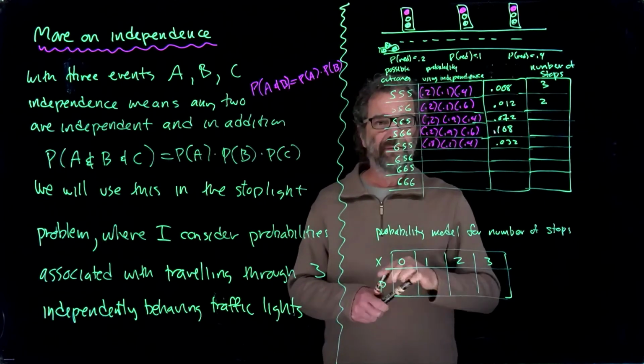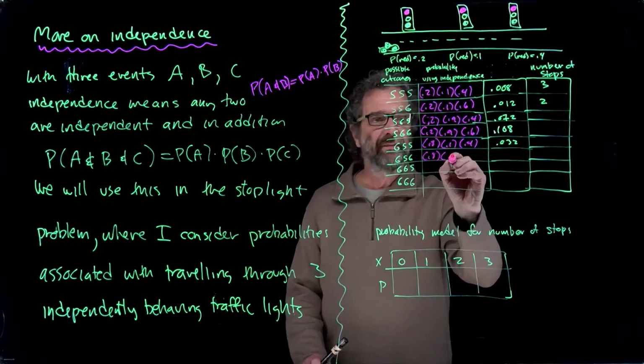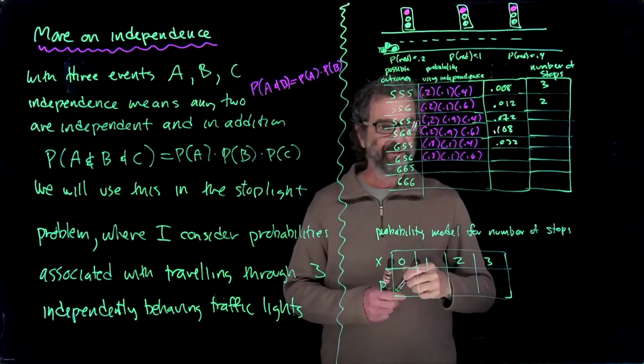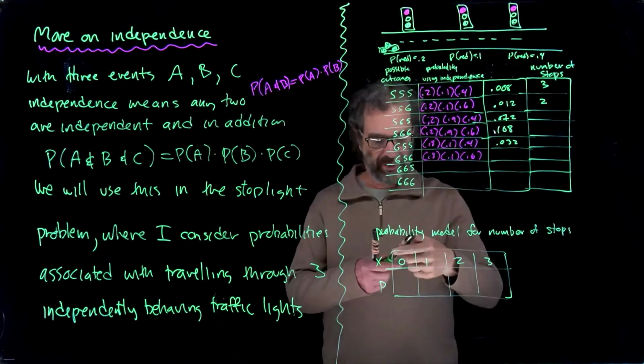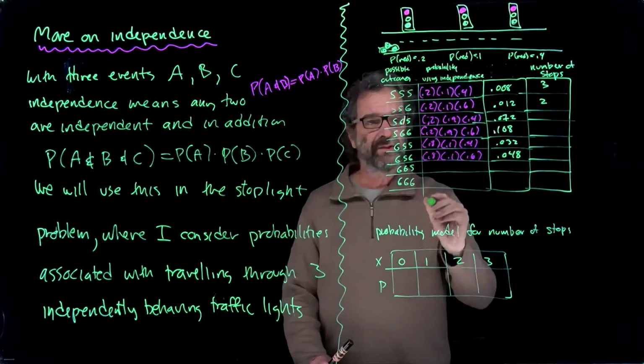Go, stop, go. 0.8, 0.1, 0.6. So that's 24. So 0 to, oh sorry, that's 48. So 0.48.